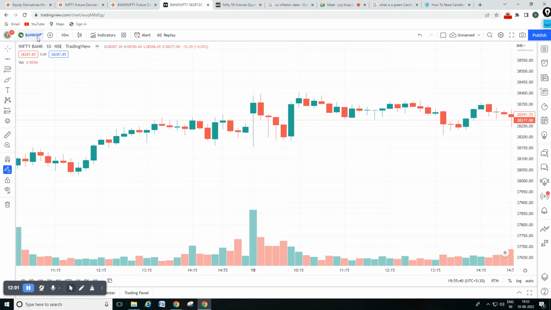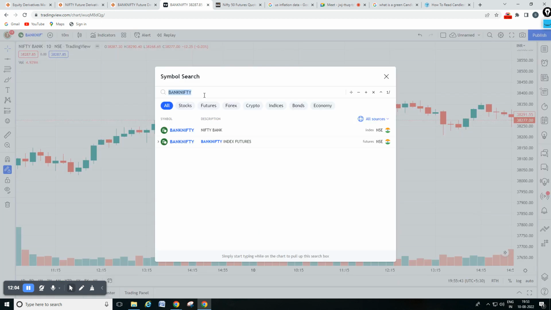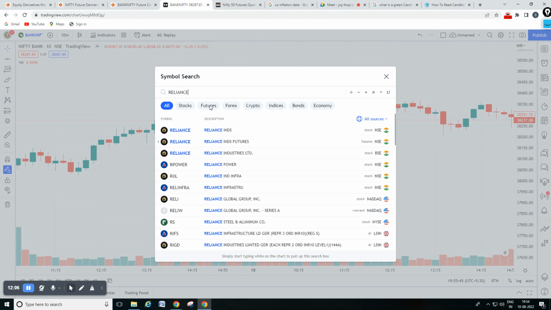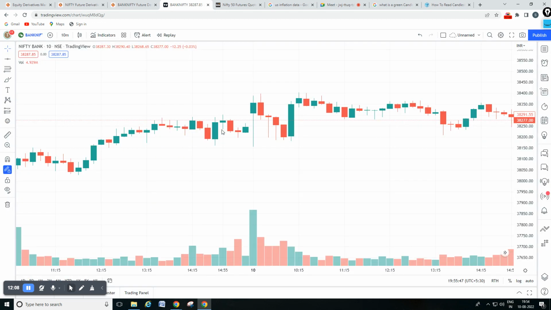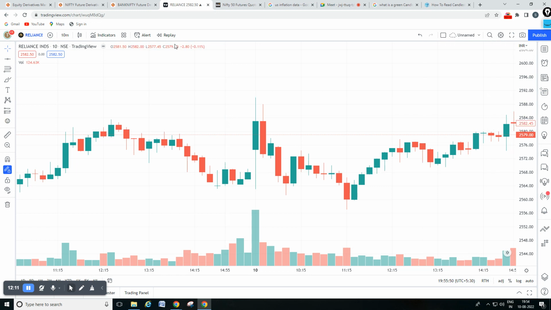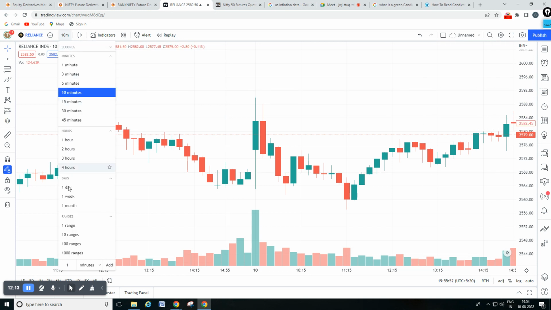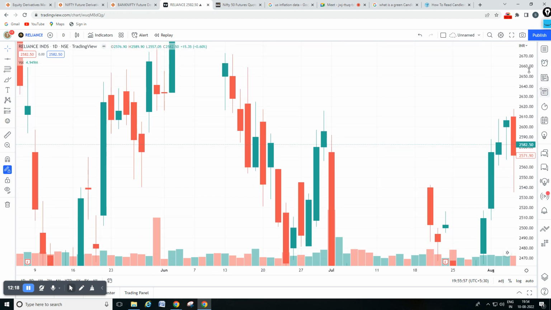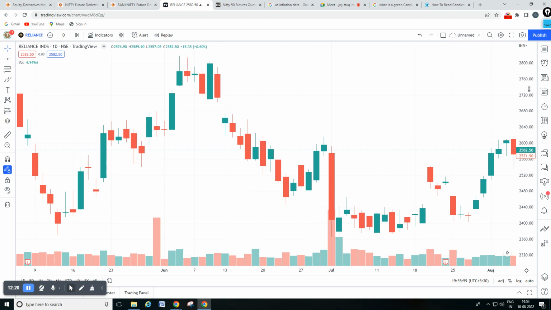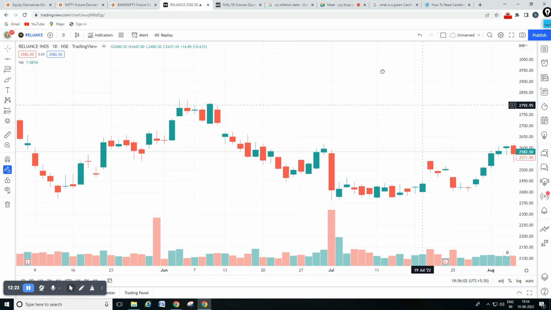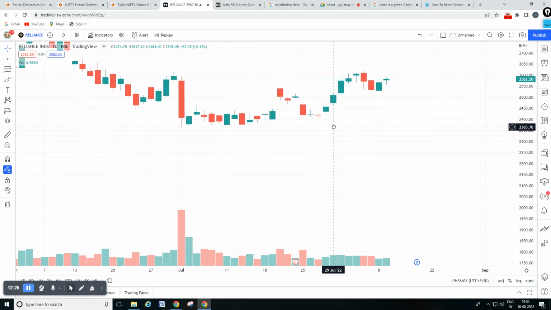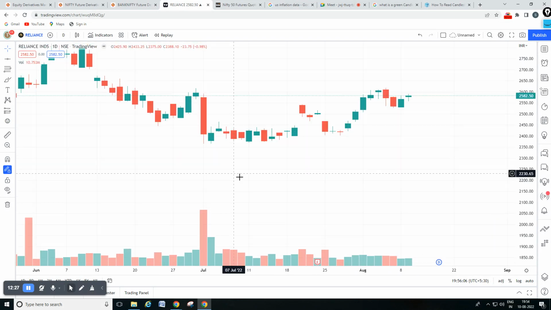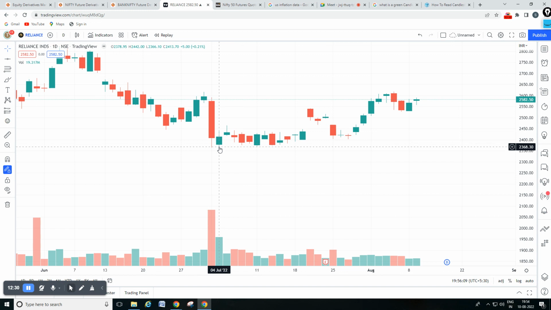Suppose you have invested in Reliance. Okay, sir, we'll check it. I'm checking Reliance in the 1 day chart. Suppose you have started your investment at this green candle. In this green candle you have started your investment.